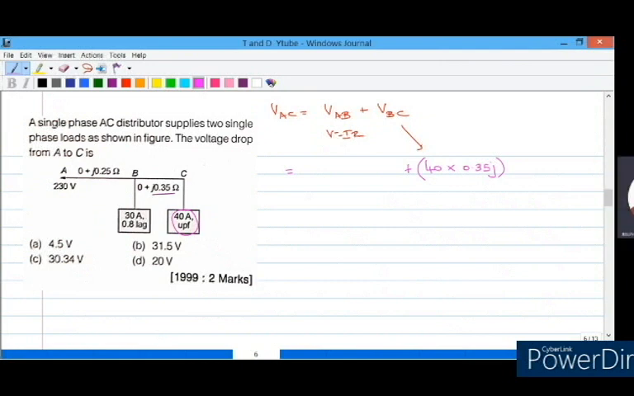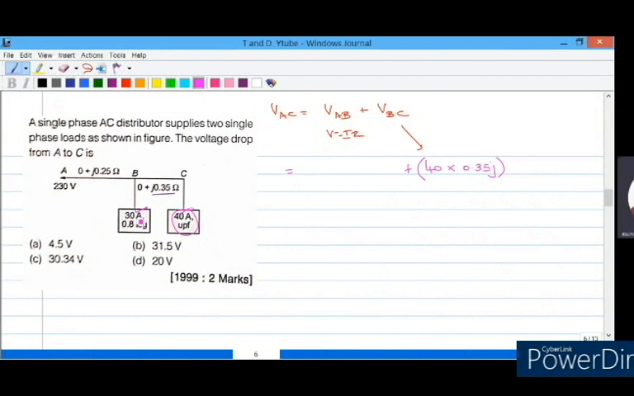So what is the current that flows in the IAB? We need to add this current as well as this current. So how to add these two currents? It is an AC distributor, so here we need to take the angle also into consideration.